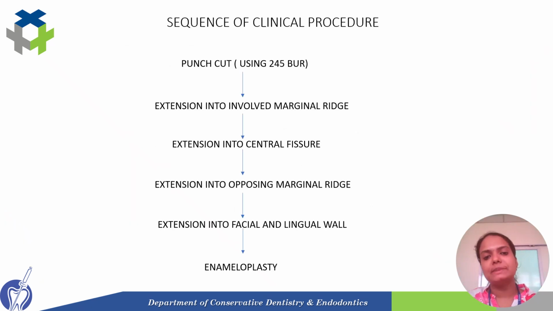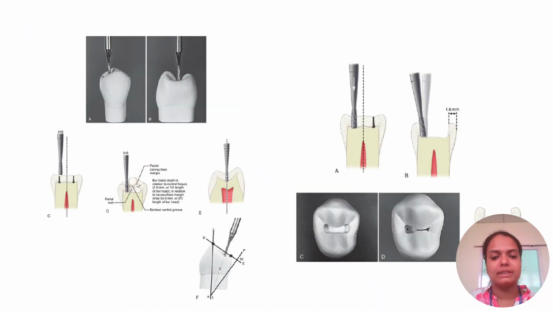So the various steps include: first one, giving a punch cut using the number 245 burr, extension into the involved marginal ridge, extension into the central fissure, extension into the opposing marginal ridge, extension into the facial and the lingual wall, and finally the enameloplasty. So these are the various diagrams representing the various clinical techniques. First one, you have the initial depth, the outline form and the initial depth.